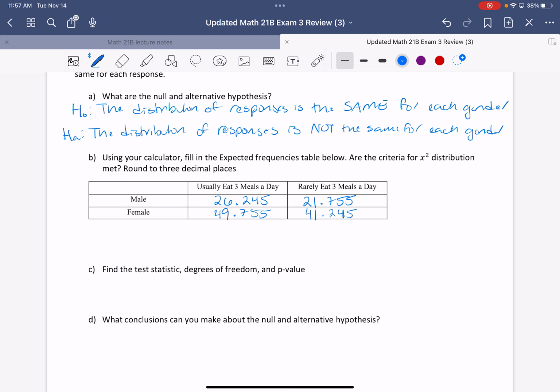Good questions. The first 2 numbers are for the males then, right? The first 2 numbers are for the males. The top row, top one's males. Yeah, I'm sorry. Not the same. Rounding to 3 decimals, okay, 26.245. Makes sense? Yep. Okay. 0.756.